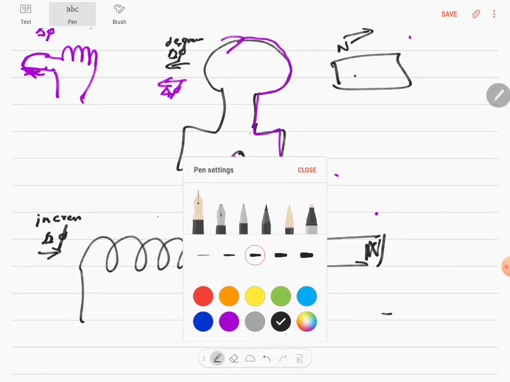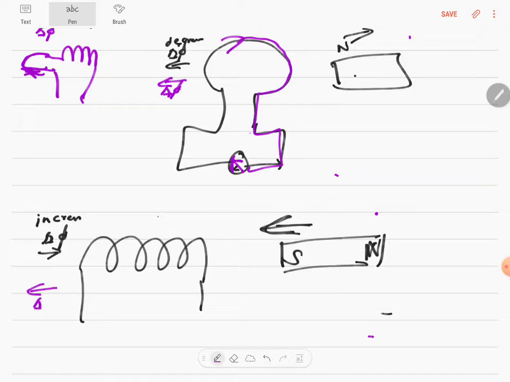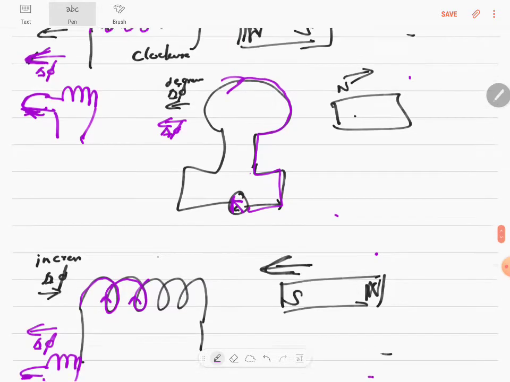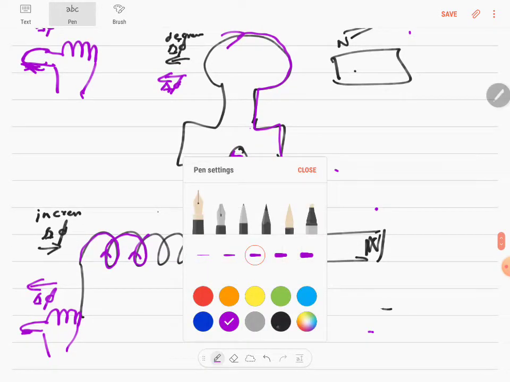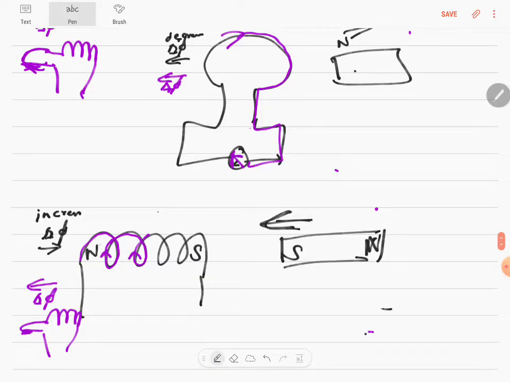To counter this increase, I should induce a delta phi in the opposite direction. So pointing your thumb in this direction, you keep your hand, you notice that your folded fingers are inward, which means clockwise, clockwise upward, like this. And so in this case the near end behaves like a south pole and this behaves like a north pole. So in order to repel it, because it does not want it to come closer, it has to work against what's causing it. So it's moving the magnet away.